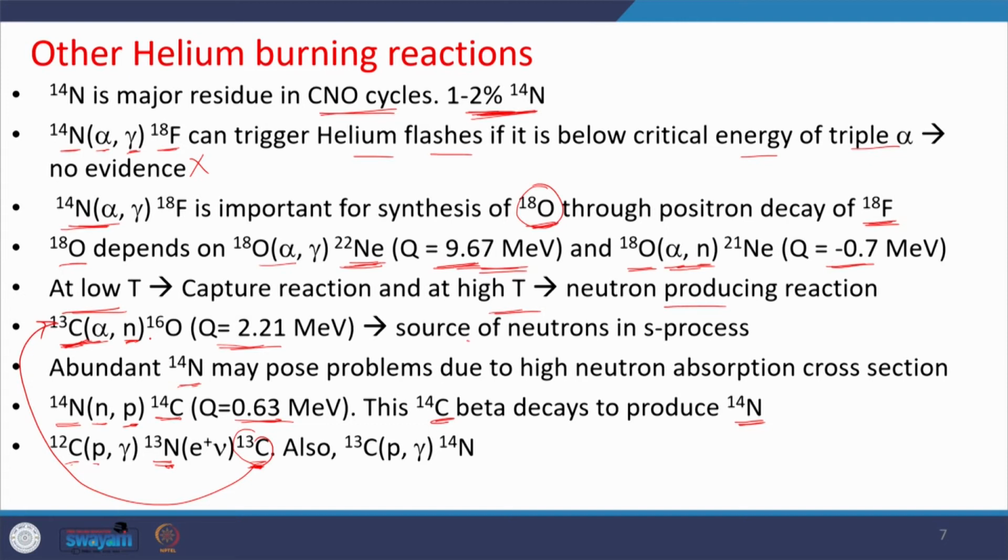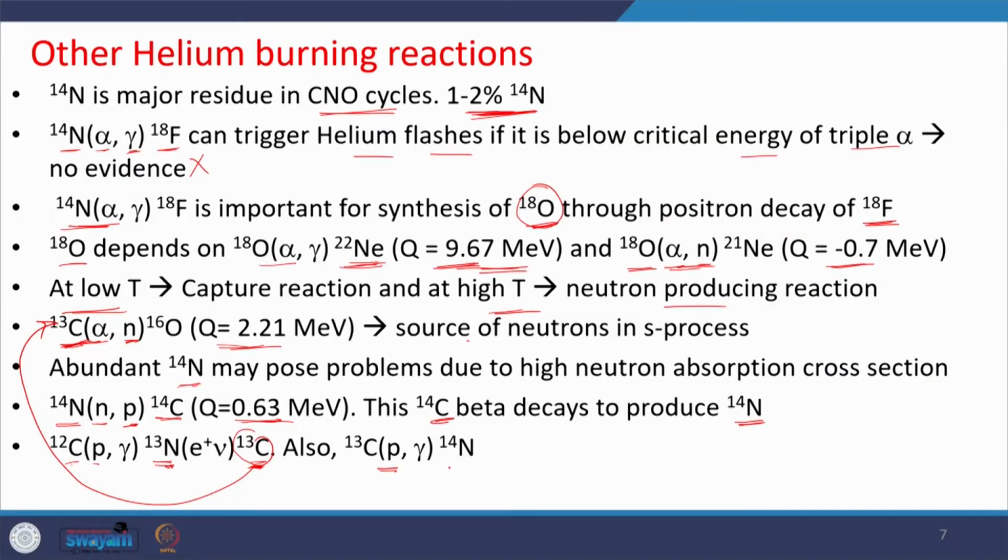Why is this reaction important? Because these are the neutrons which play a role in the synthesis of elements beyond iron. So, that is the reason I have discussed this reaction in this slide. Okay? And also carbon 13, when it reacts with proton, as I have shown, gives nitrogen 14.